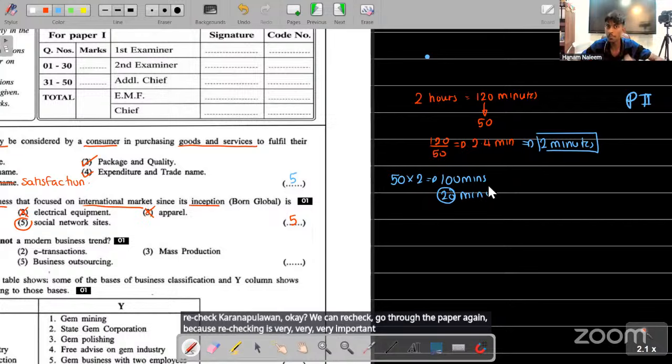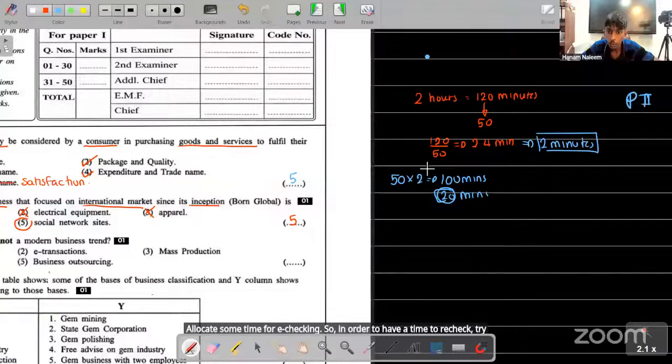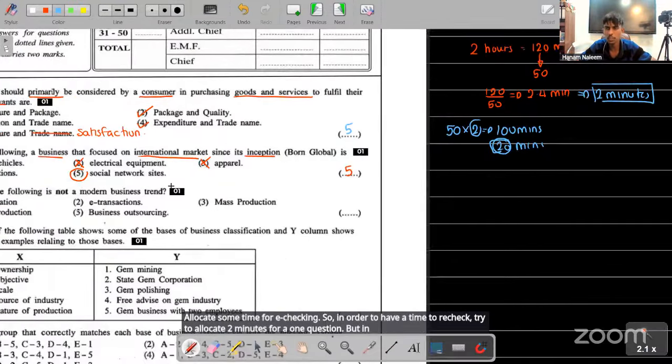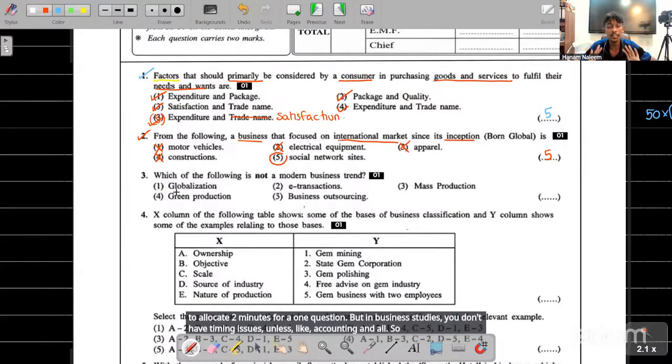So remember, in any paper, allocate some time for rechecking. In order to have time to recheck, try to allocate 2 minutes for one question. But in business studies, you don't have timing issues, unlike accounting and all. So target 2 minutes.